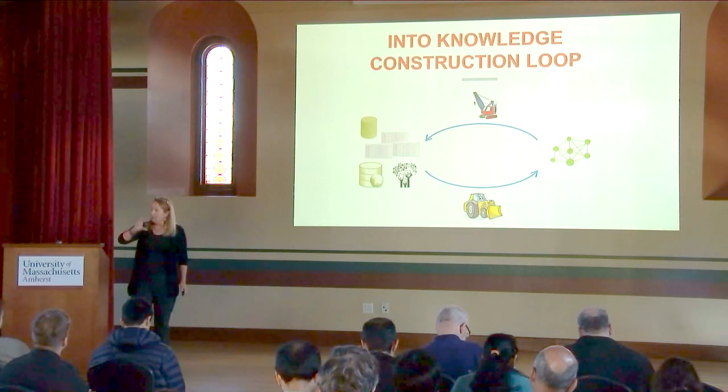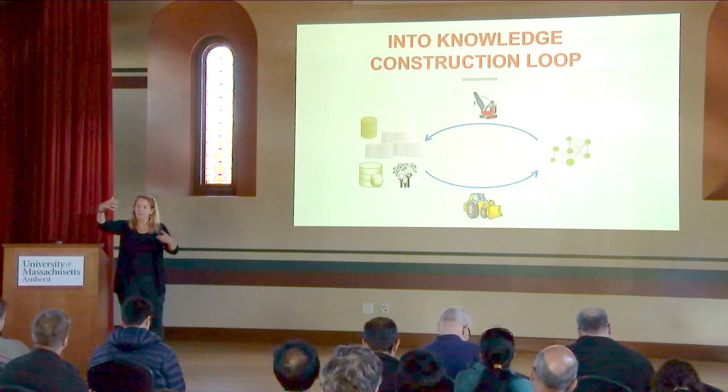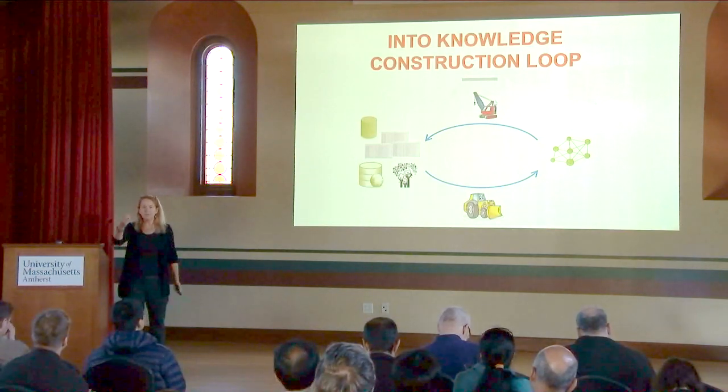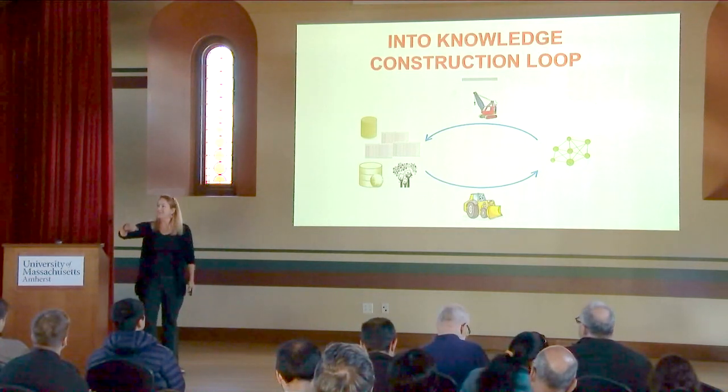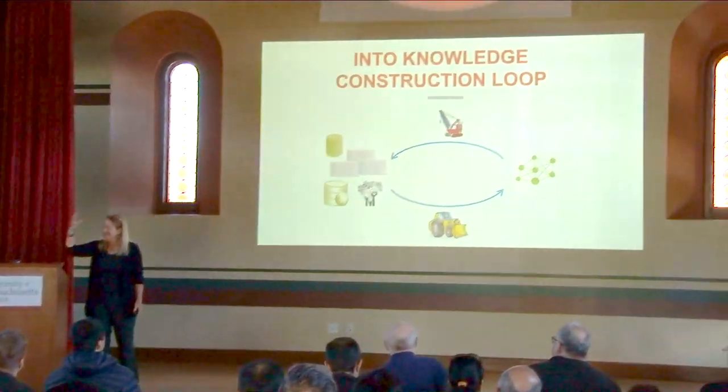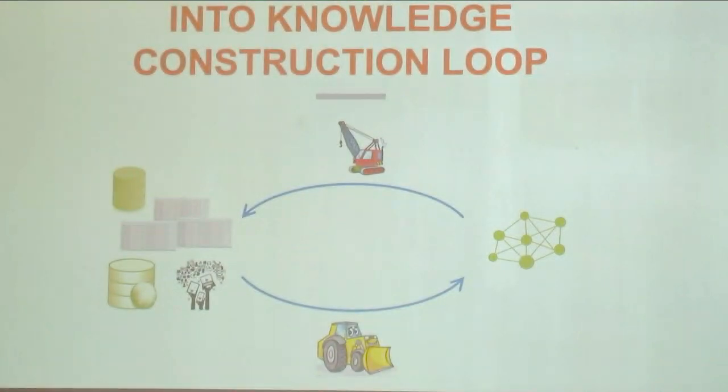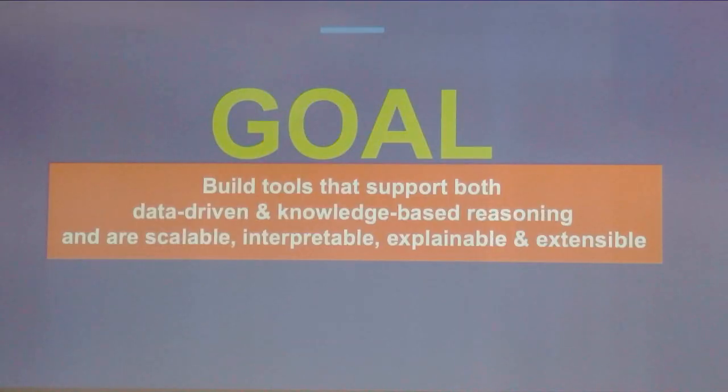You extract some structure from the possibly unstructured text. Once you have that structure, that is the lever that allows you to extract more. And on top of it, there's a whole kind of meta knowledge construction that's happening. We're at the very beginning of that in terms of what we're doing. So getting to common sense reasoning, causal reasoning, and more. So my goal is to build tools that mix the data-driven together with the knowledge-driven reasoning. How do we do that? And in particular, how do we do that in a scalable, interpretable, explainable, and extensible way?